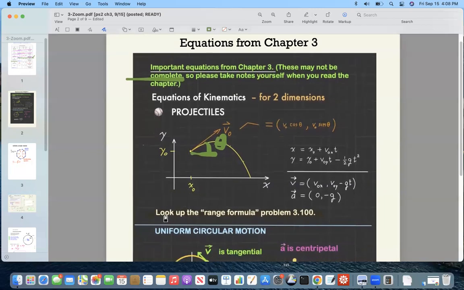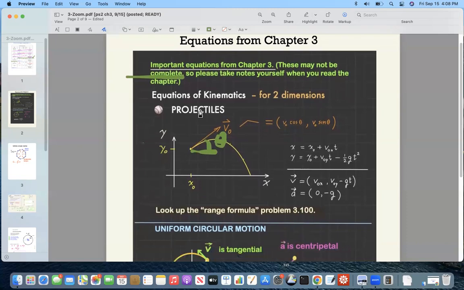Another important equation that is not written down here, for example, is the range of a projectile. You'll find that in one of the problems, problem 100, at the end of the chapter. It gives a range formula. A range formula is often useful. You might want to have that written down in your notebook for when you take the exam. The other kind of problem which is important in chapter 3 is circular motion.